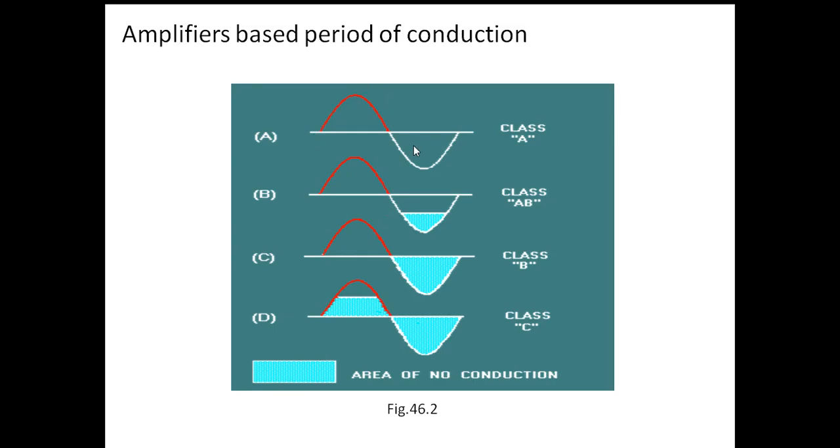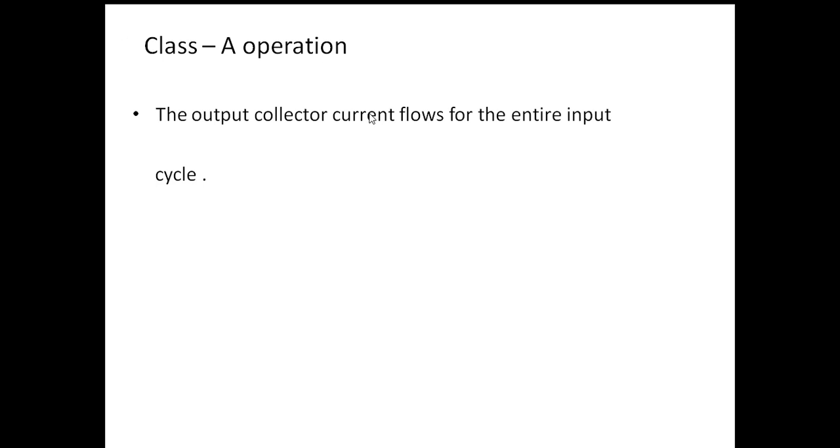Okay, this is the entire signal, positive half and negative half. If the output consists of positive and negative halves, that is the entire signal, then this is called class A operation. The output collector current flows for the entire input cycle, which is nothing but class A operation. The period of conduction is 360 degrees. 360 means positive half cycle 180 degrees plus negative half cycle 180 degrees, total 360 degrees. So the period of conduction is 360 degrees in this.